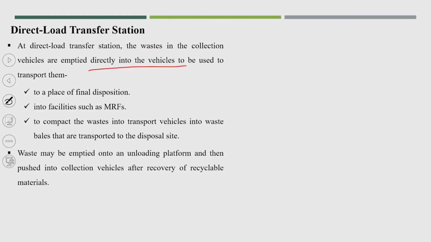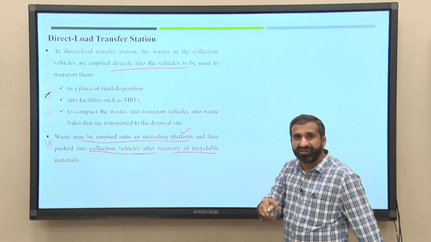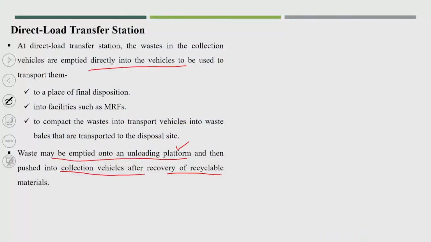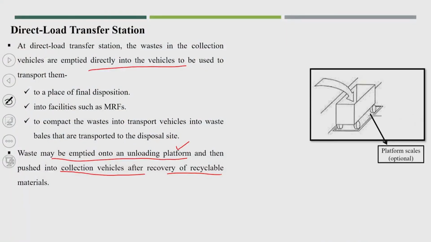Waste may be emptied onto an unloading platform and then pushed into the collection vehicle after recovery of recycling matter. So, one way is emptying directly into the vehicle, and the other way is emptying onto an unloading platform and then pushing it into the collection vehicle. Here we can plan to recover some recycling material, and then it is pushed to the larger size collection vehicle. Here is the platform, and the smaller vehicle gets unloaded into the larger vehicle.